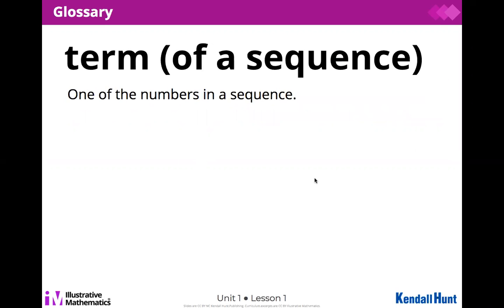The other glossary term we have here is term. When we're talking about a term, we're talking about the term of a sequence, and that's just one of the numbers in a sequence. So just like with the Tower of Hanoi, we had 1 through 7. Well, we had 7 different terms there. And we could talk specifically about the terms based on the number of rings that we were using. So if we had 4 rings, that was going to be the 4th term in the sequence.